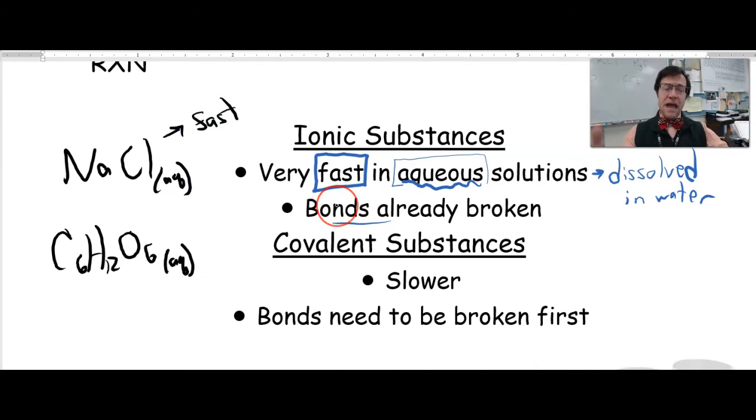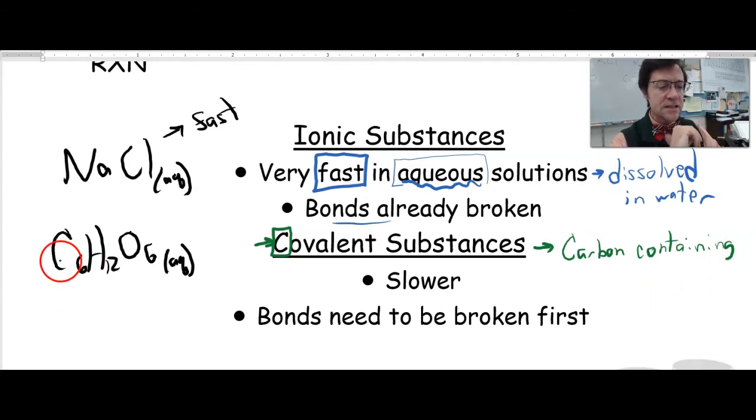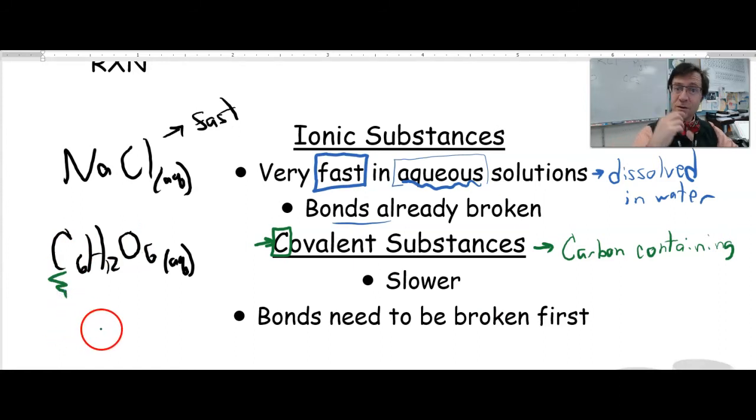You dig? Now, with the same idea, only on the other side of the spectrum, are our friends the covalent bonds. Now, covalent substances, you see how it starts with a C? These are, at least in this class, almost always going to be carbon-based, or let's just say carbon-containing. So that's like a clue. If I look at C6H12O6, it's got a carbon all up in it. So it is covalent. And what that means is that when it dissolves, the bonds do not break.